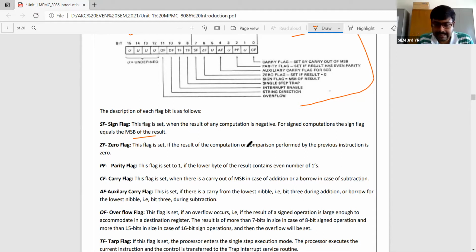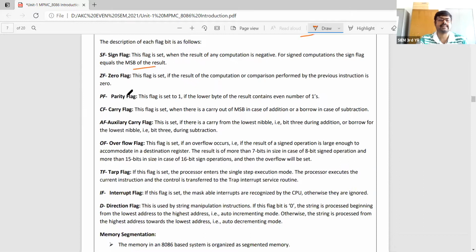Point number 2, that is the zero flag, or ZF. The notation is ZF, full form is zero flag. This flag is set if the result of the computation or comparison performed by the previous instruction is 0. Then only that will be set.